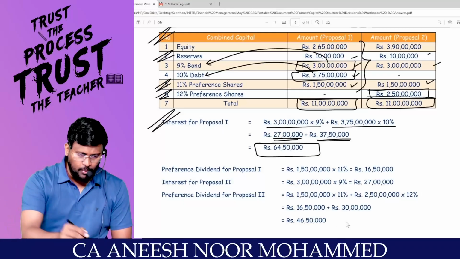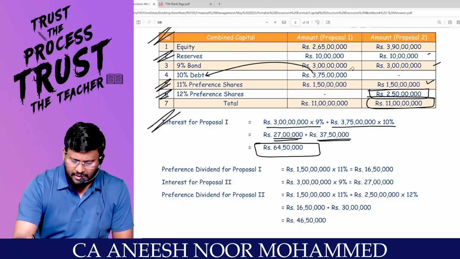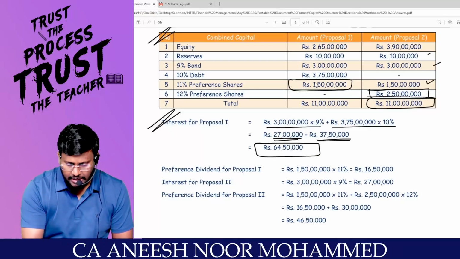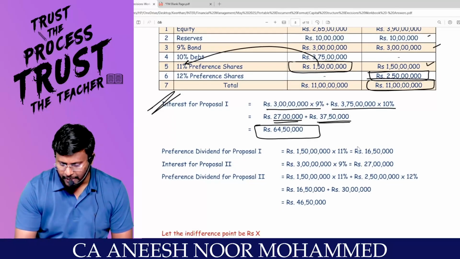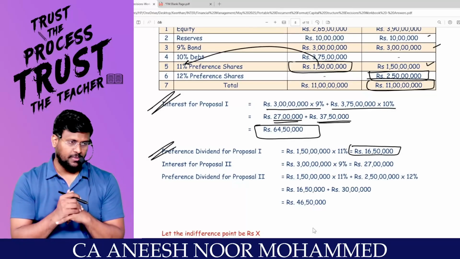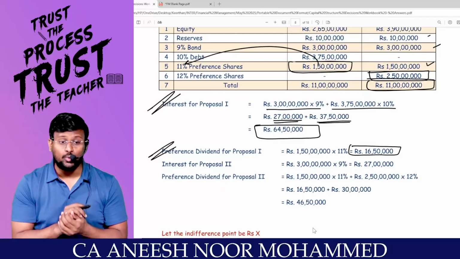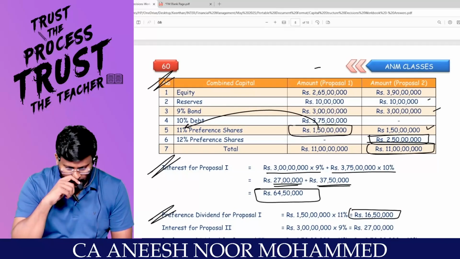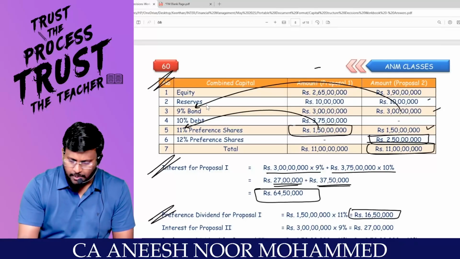But in proposal number 1, do you have any preference share capital? Yes, sir. What is the preference share capital? 1 crore 50 lakhs into preference dividend of 11%, so 16 lakh 50,000 should be the preference dividend. That's it, proposal 1 calculations are done. Interest for proposal number 2 is simple: 3 crore into 9%. That's it.